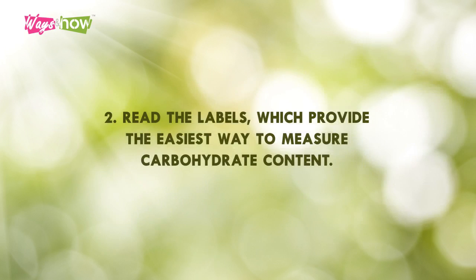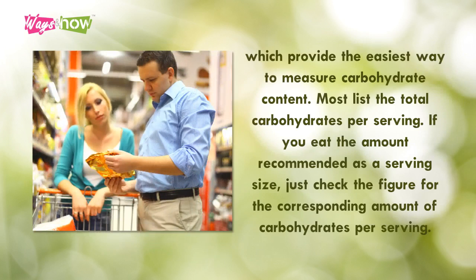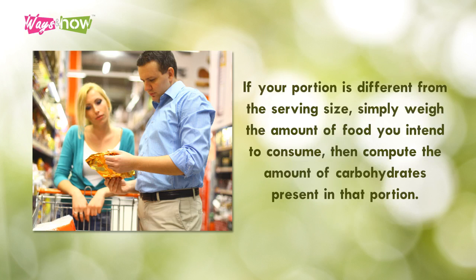2. Read the labels, which provide the easiest way to measure carbohydrate content. Most list the total carbohydrates per serving. If you eat the amount recommended as a serving size, just check the figure for the corresponding amount of carbohydrates per serving. If your portion is different from the serving size, simply weigh the amount of food you intend to consume. Then compute the amount of carbohydrates present in that portion.